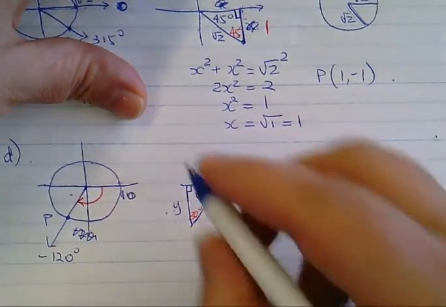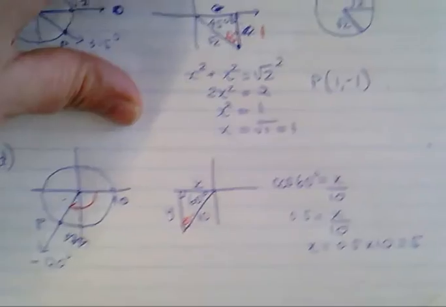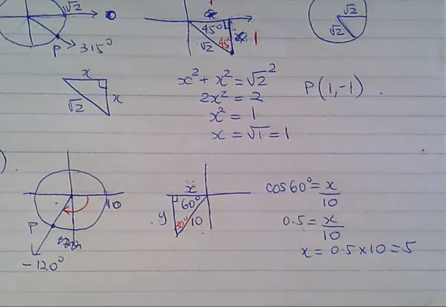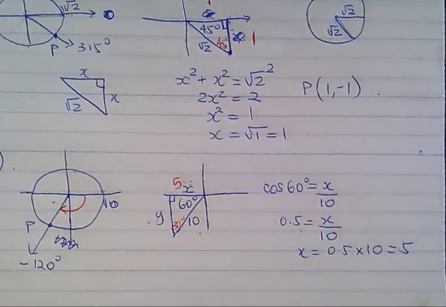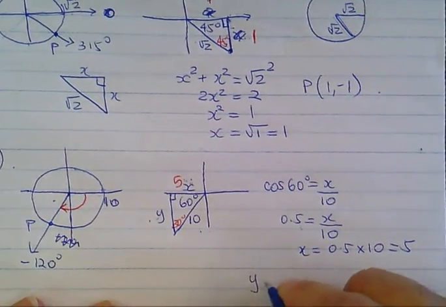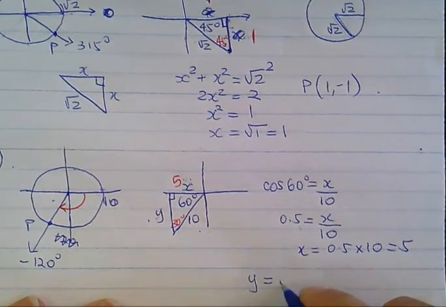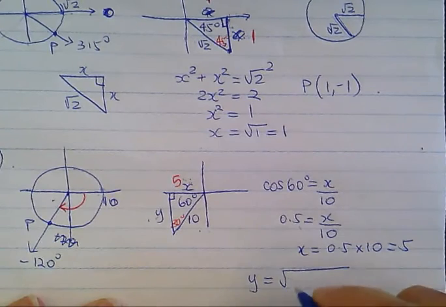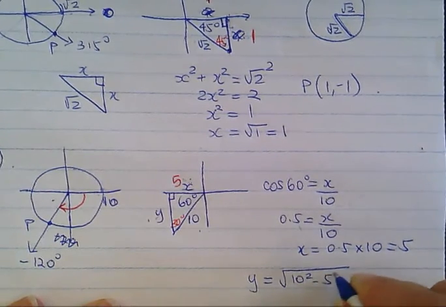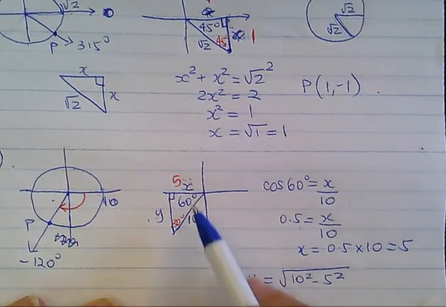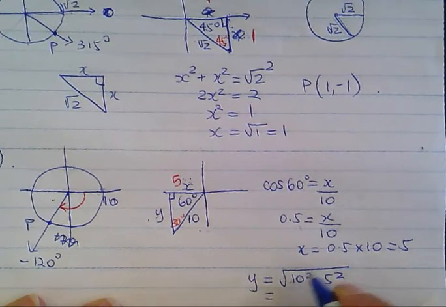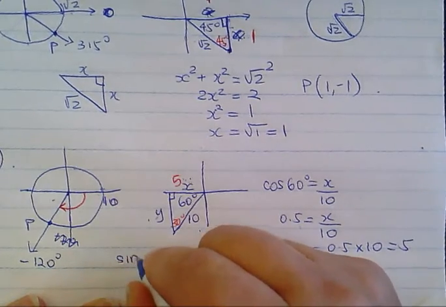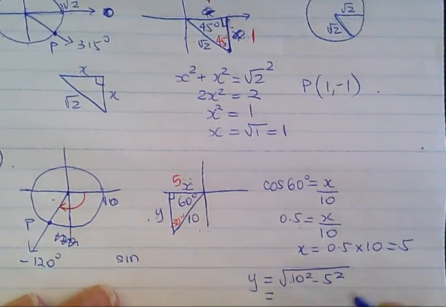And you know what? You don't have to find the other side using trig. You could use Pythagoras' theorem if you wanted. So I know this is 5. Why don't we use Pythag for y? Y equals the square root of 10 squared minus 5 squared. Or we know sine 60 is y on 10. Or we could have done sine because it gives you the answer.